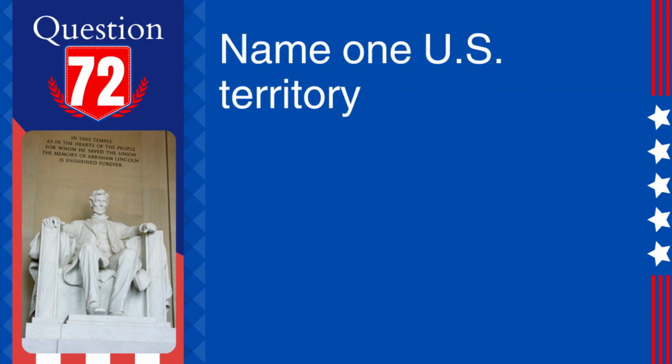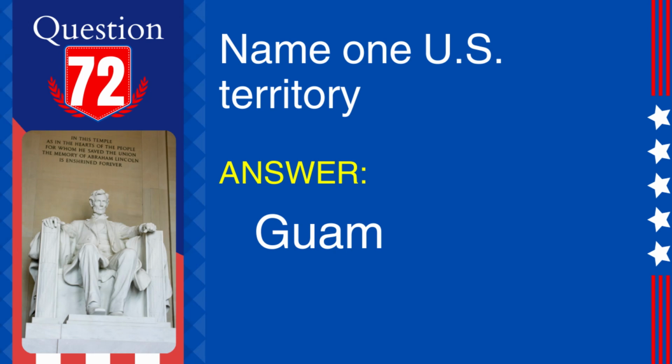72. Question. Name one U.S. territory. Answer. Guam. Explanation. Guam is an unincorporated and organized territory of the United States located in the western Pacific Ocean.